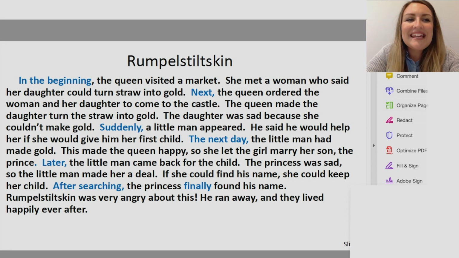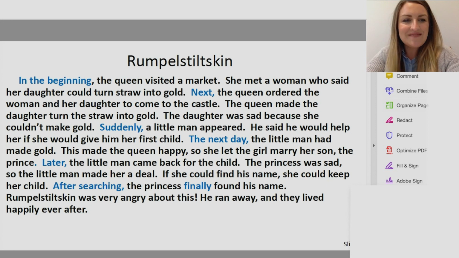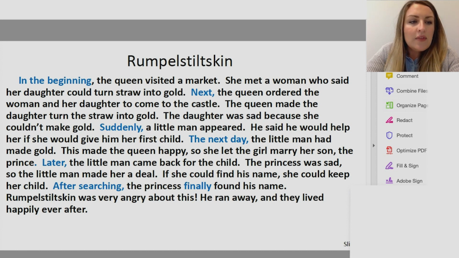Awesome. Suddenly, a little man appeared. He said he would help her if she would give him her first child. Do your sentences still look like mine? You rocked it. The next day, the little man had made gold. This made the queen happy, so she let the little girl marry her son, the prince. Do your sentences look like mine? Wonderful. Later, the little man came back for the child. The princess was sad, so the little man made her a deal. If she could find his name, she could keep her child. Do your sentences look like mine?